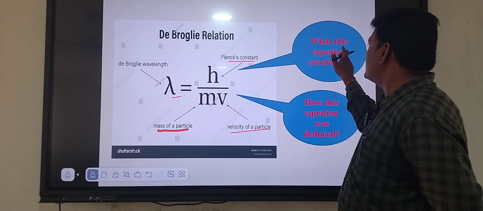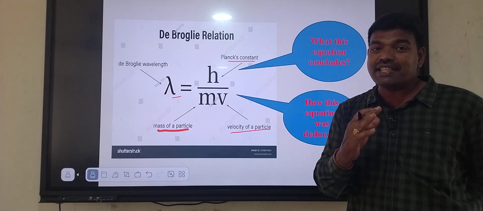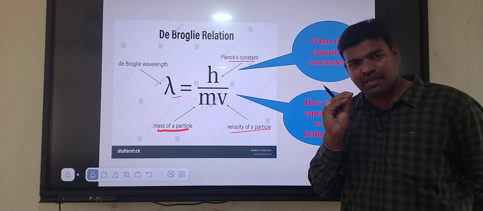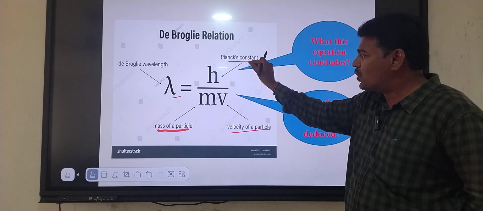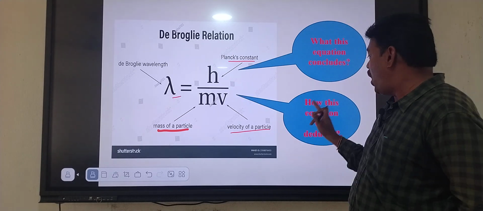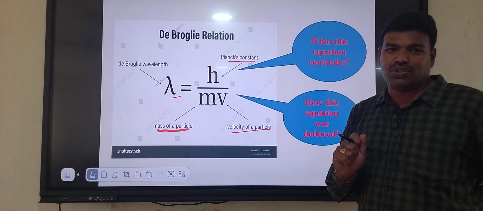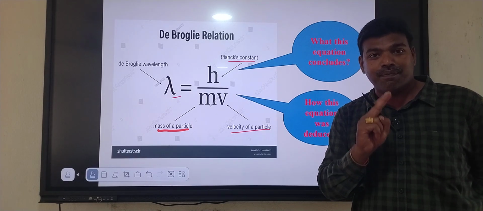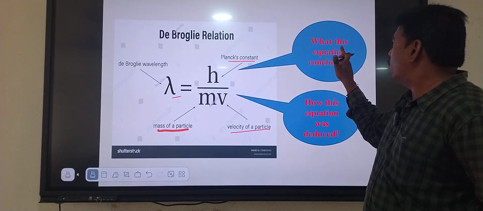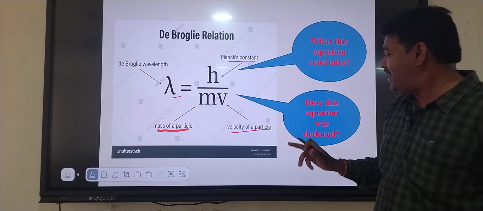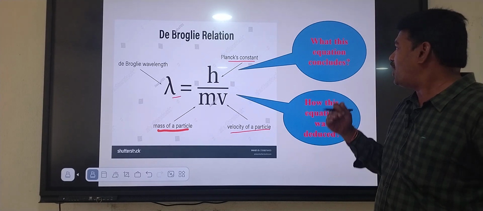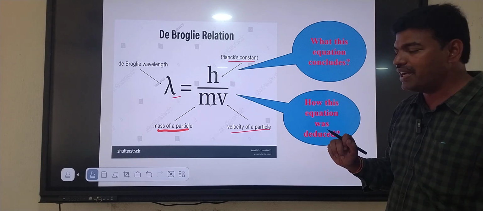Of course de Broglie derived an equation for wavelength, lambda is equal to h by mv. But what this equation concludes and how this equation was deduced, these two questions are very important to understand the concept clearly. So what this equation concludes and how this equation was deduced, let us see one by one. First, what does this equation conclude?